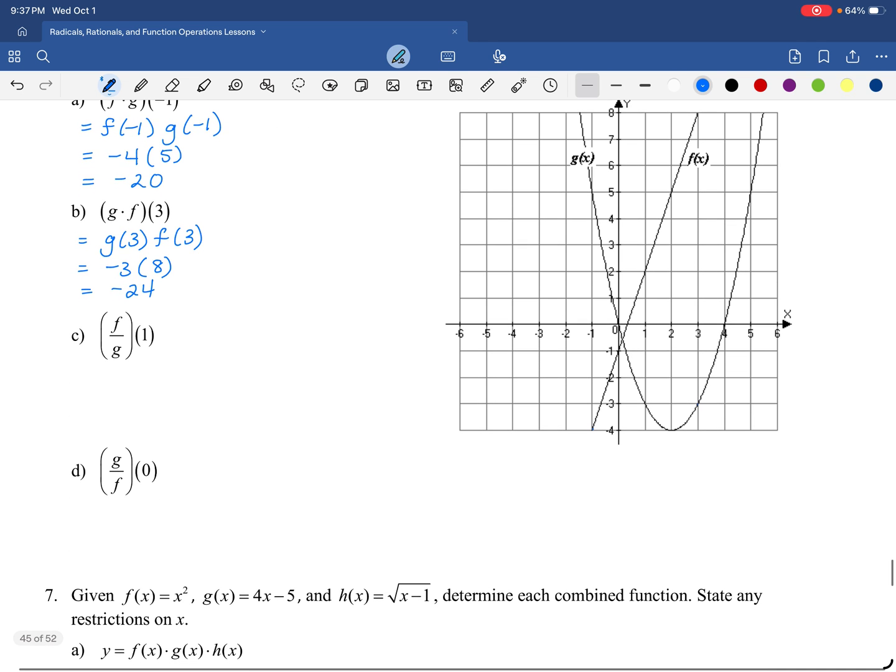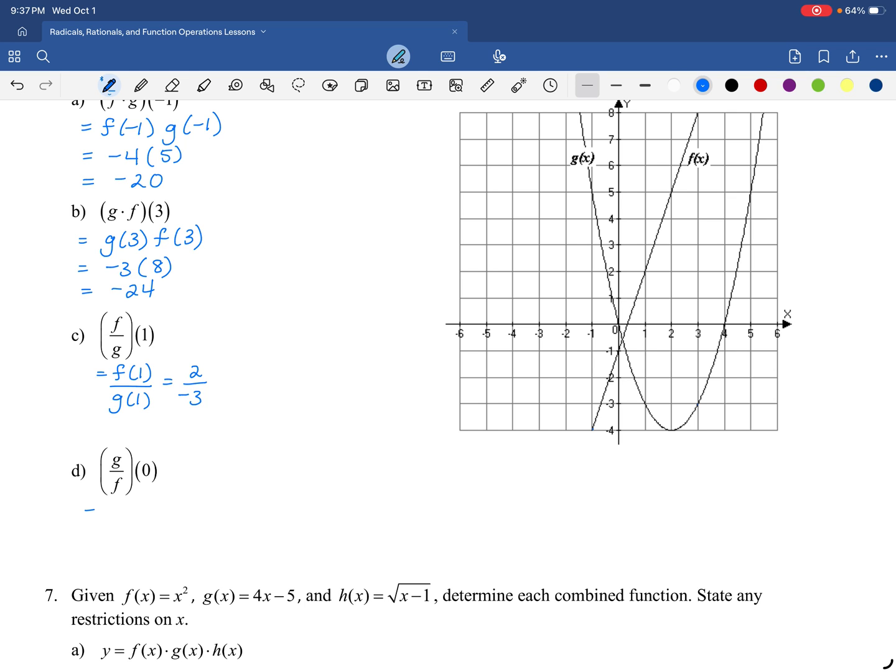Okay, now we have our quotient. So f divided by g of 1. This is equal to f of 1 divided by g of 1. Okay, so let's get those values. Remember, f is the linear. So when x is 1, f has a value of 2. When x is 1, g, that's our quadratic, has a value of negative 3. So it looks like our answer is just negative 2/3.